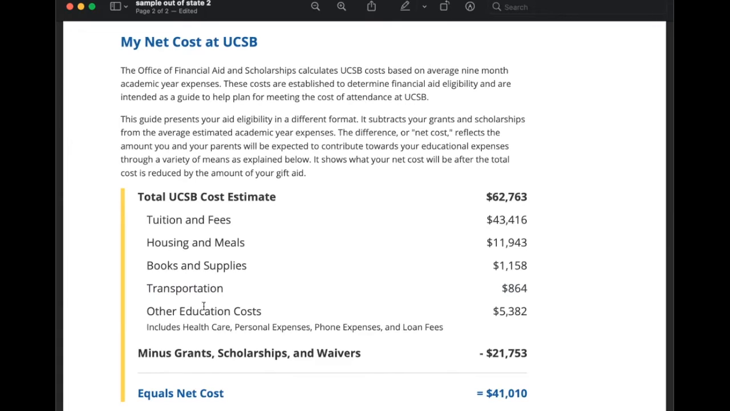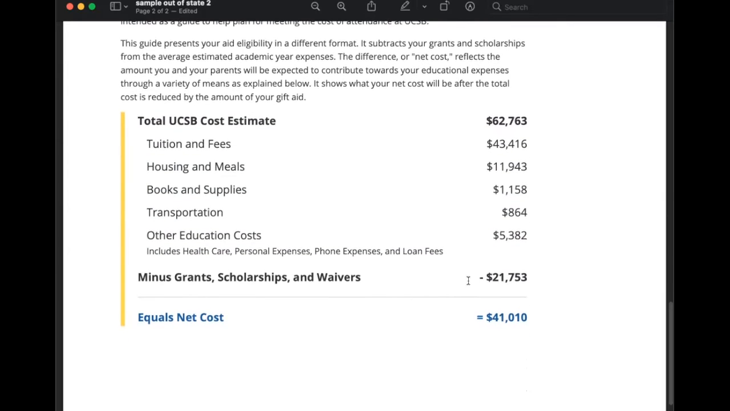There are some other educational costs that the school will take into account. This includes healthcare, personal expenses, phone expenses, and loan fees, and they estimate that to be about $5,382. Now, with all of these estimates and mandatory costs, the total cost of attendance was about $63,000. And so let's take a look at an in-state cost of attendance.